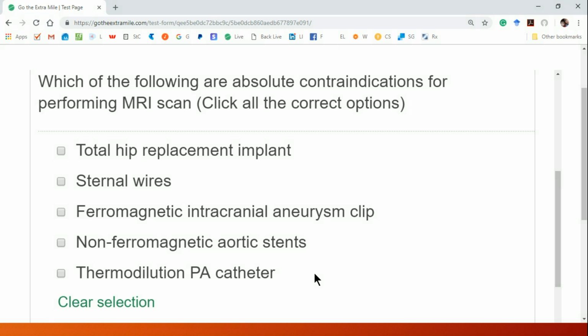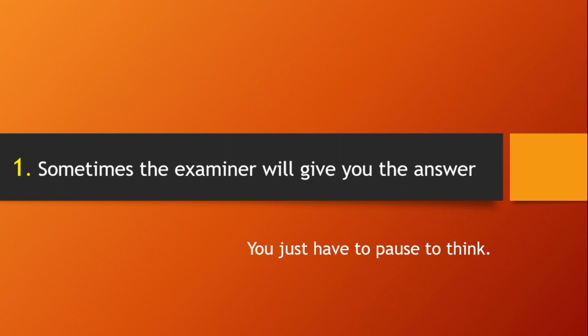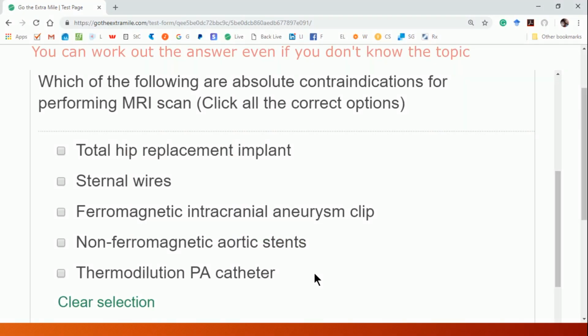Okay. Now the first principle I would like to point out here is that sometimes, even when you do not know the answer to a question, the examiners would have given you the answer in the question itself. You just have to pause and think. Let's see this one. So, which of the following are absolute contraindications for performing a MRI scan? Now, I have never read what are the contraindications, but I'm going to try and work it out.